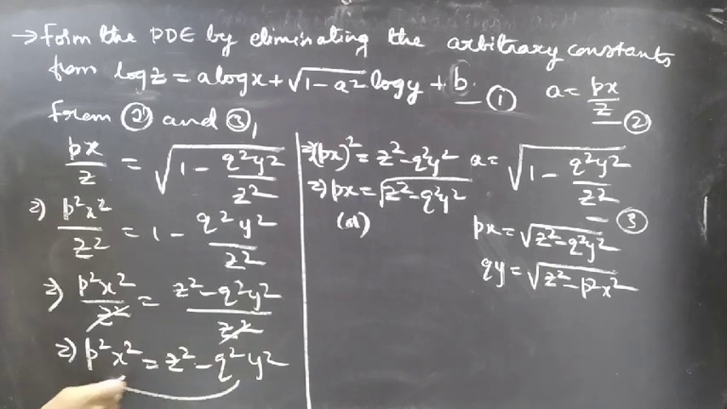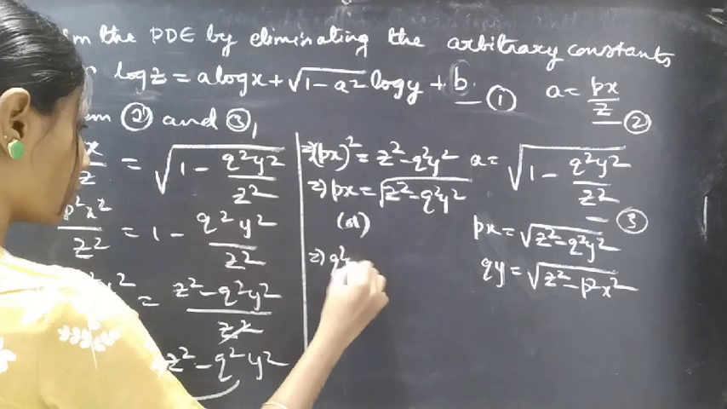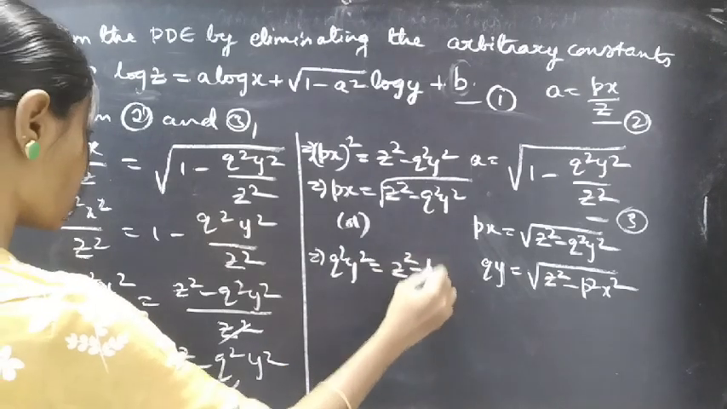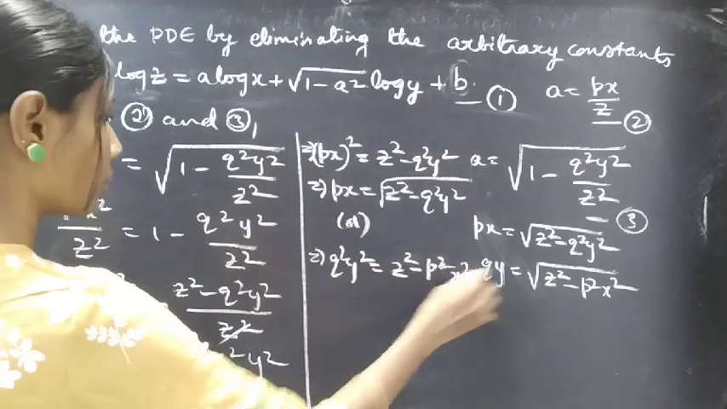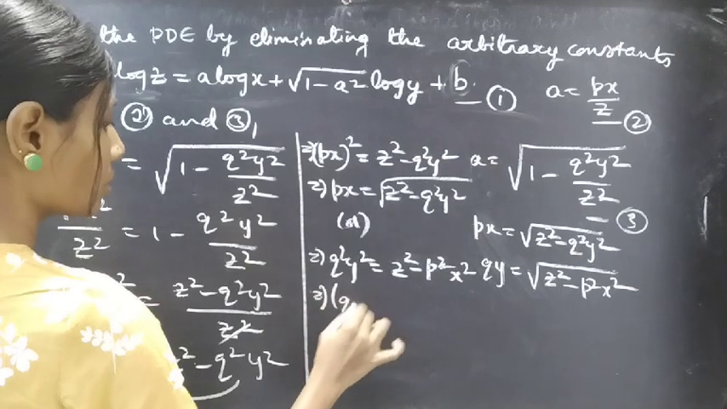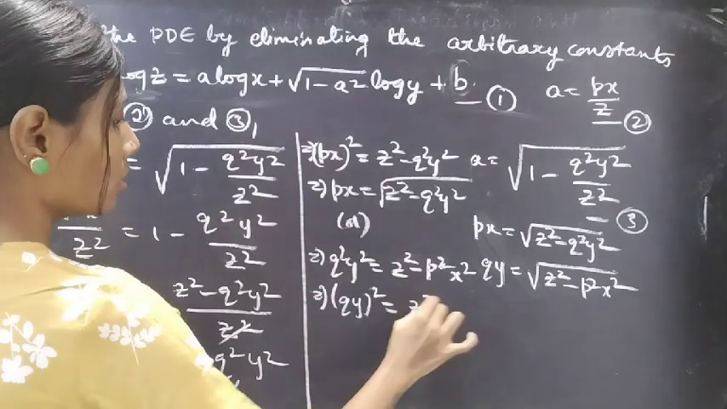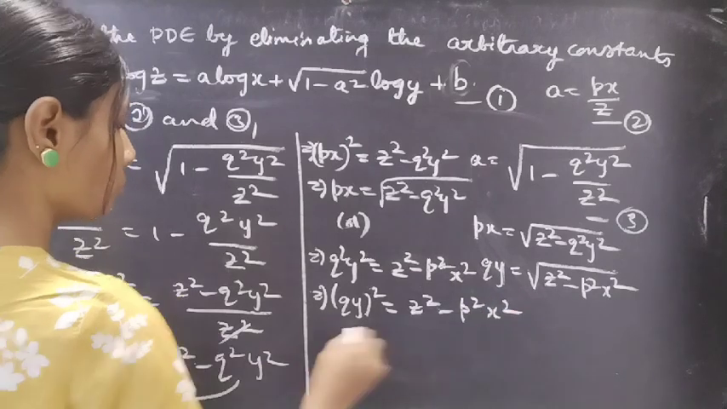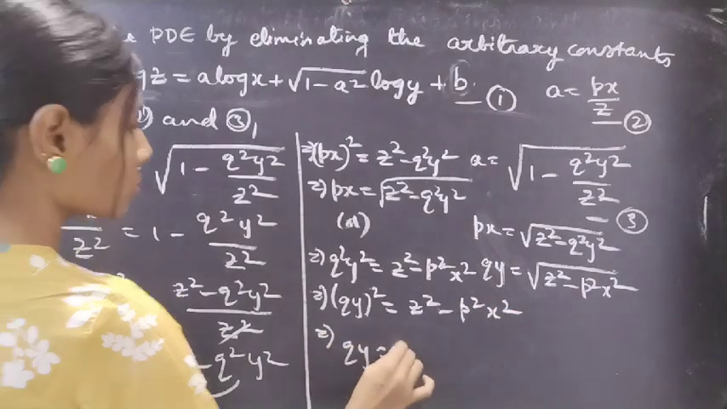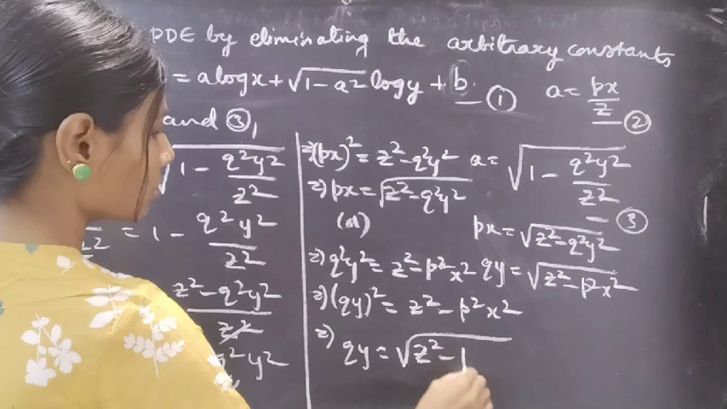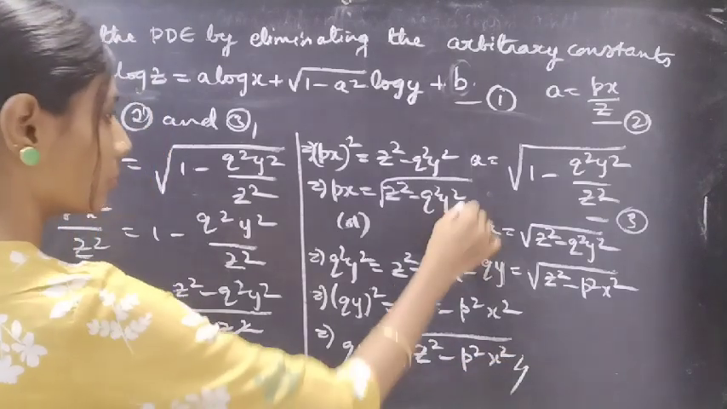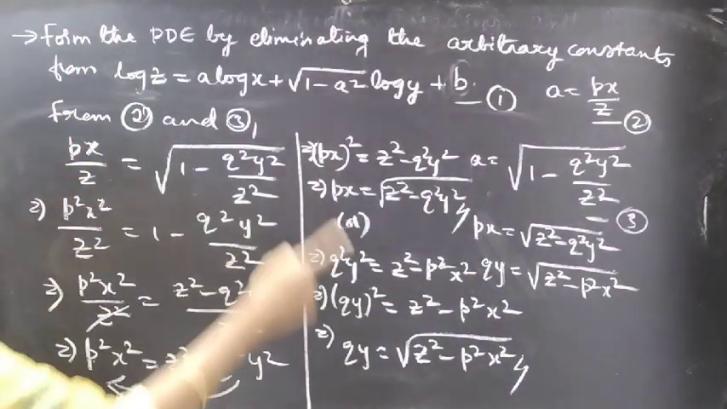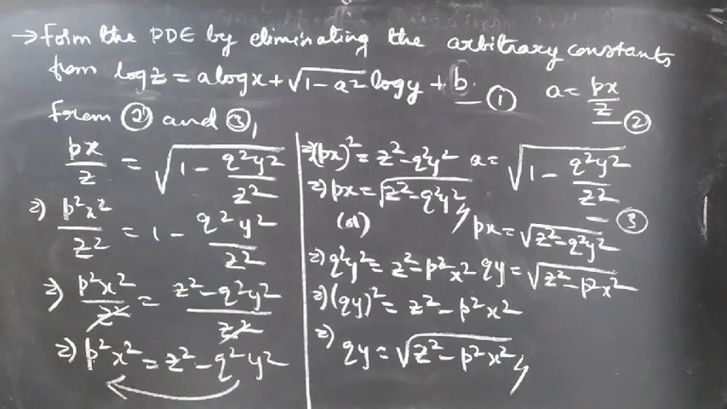Or bring this term to LHS and take this p square x square to RHS, and you'll get q square y square equal to z square minus p square x square. Now write q square y square as qy whole square equal to z square minus p square x square, which gives us qy equal to square root of z square minus p square x square. Right? This or this will be the required partial differential equation, which completes the problem.